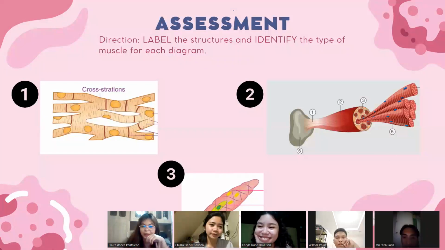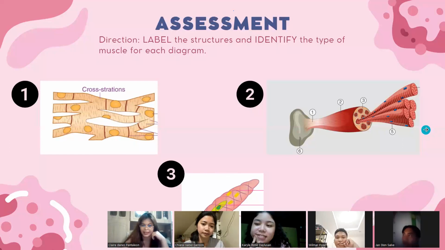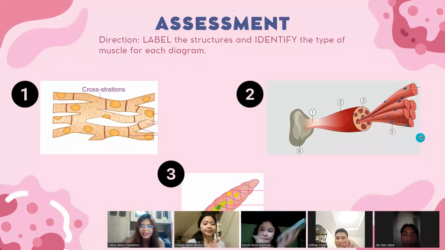Number 3. Who can answer number 3? Number 3 is a smooth muscle. Yes. So what is the unique feature of the smooth muscle? Oh my god, I forgot. The bottom one is the nucleus. The middle is the dense bodies, and the upper part is the intermediate filaments. Okay, very good. That is correct. Wow, you guys are smart. You should have taken physical therapy. No, I'm just kidding.